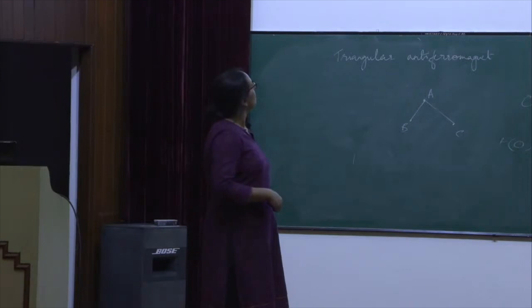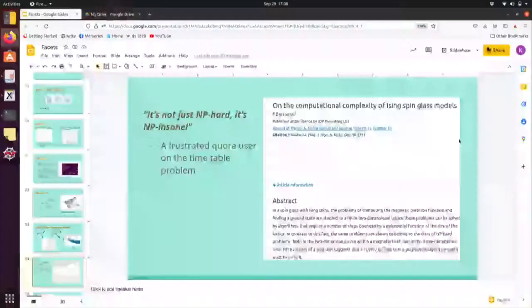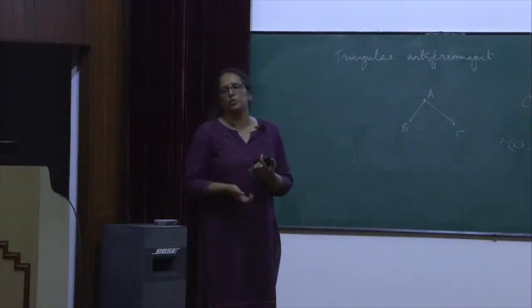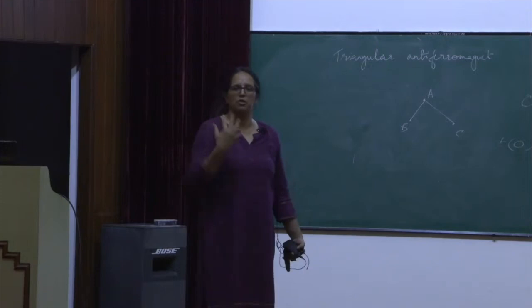And I also want to show that this is actually a well-studied problem. Looking at the computational complexity of spin glass models, this person, Barahona, makes a point that NP hardness of the problem suggests that it's very unlikely that a polynomial algorithm can exist to solve it. So if you think about your optimization problem long enough and see that it actually maps onto a spin glass, it's very unlikely that you will be able to find a polynomial algorithm which will solve it in the time that you desire. It's not a very scalable problem.